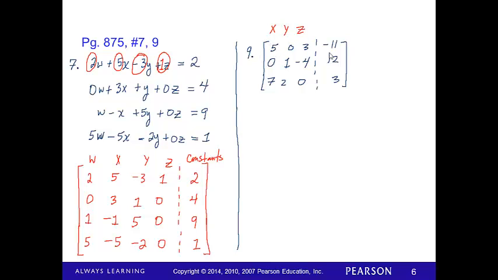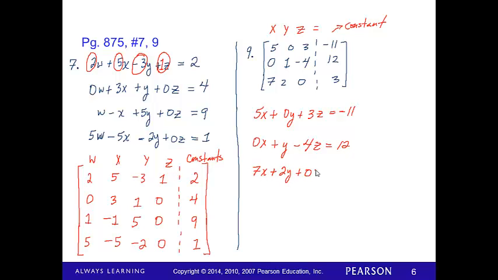So for the first row, we see a 5 in the x place, so that's 5x plus 0y plus 3z equals negative 11. Remember this vertical bar right here means equals, and these are the constants. Alright, for the second row, we see 0x plus y minus 4z equals 12. And then we have 7x plus 2y plus 0z equals 3.